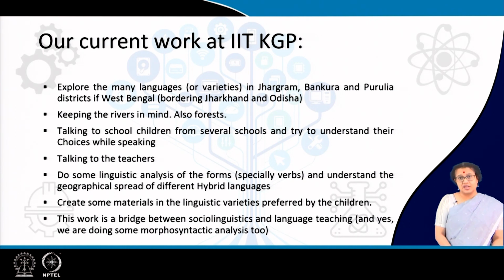We are following a continuum, and the continuum goes through these three districts of West Bengal: Jhargram, Bankura and Purulia. These districts have borders with both Jharkhand and Odisha. We keep in mind the geographical barriers which can create certain isolated pockets where we will find very different kinds of multilingualism, like rivers and forests can create isolated patches or pockets.